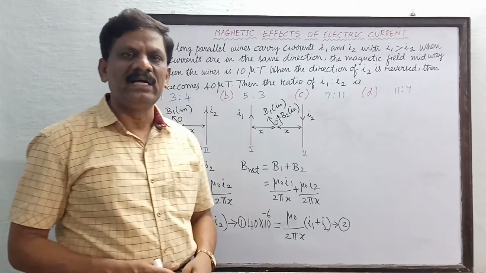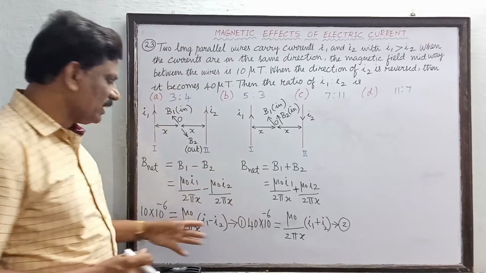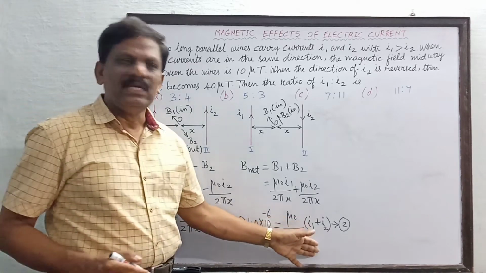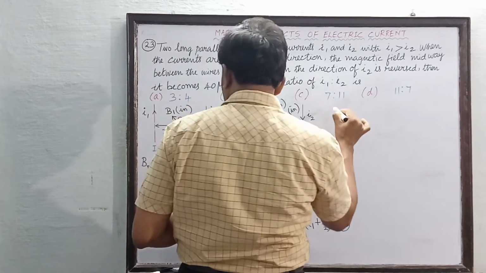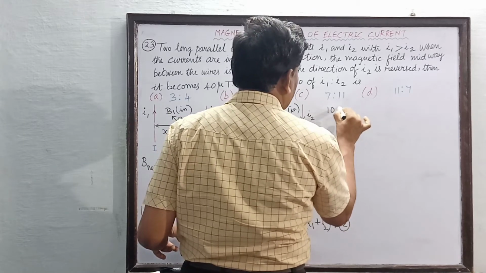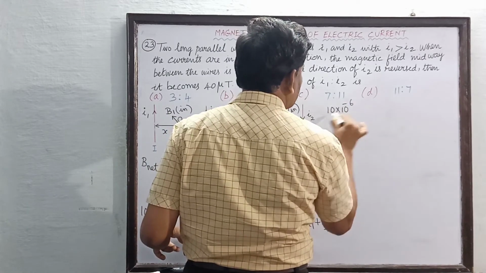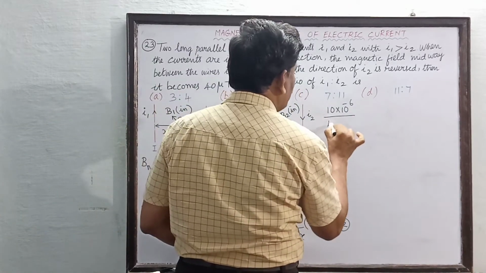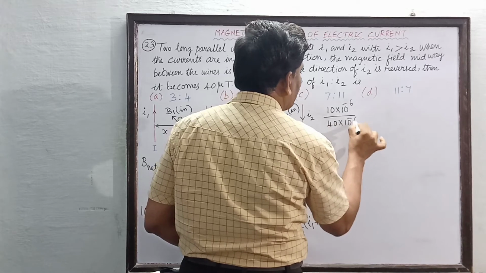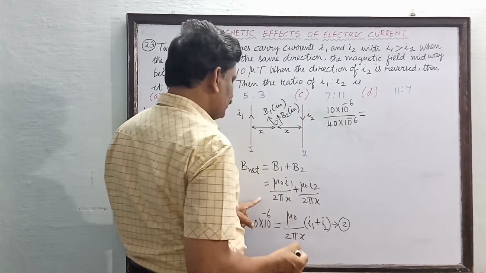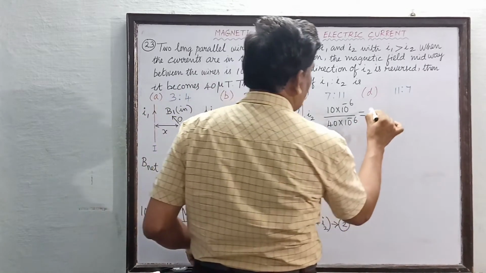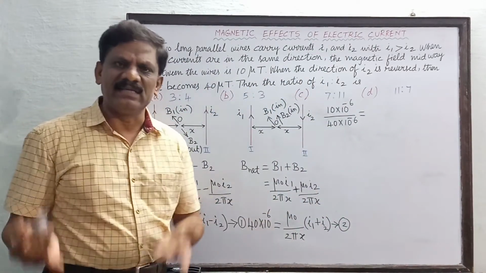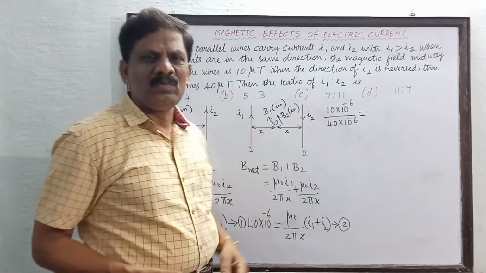So I am going to take the ratio of the first equation and the second equation. I am going to divide. So dividing equation 1 by equation 2. So 10 into 10 power minus 6 divided by the left hand side of equation 2, which is 40 into 10 power minus 6, and the right hand side is what? Mu naught by 2 pi x. So these two will get cancelled. Mu naught by 2 pi x will get cancelled when we divide.